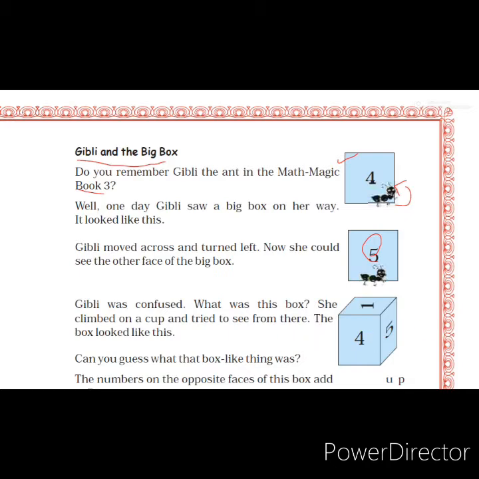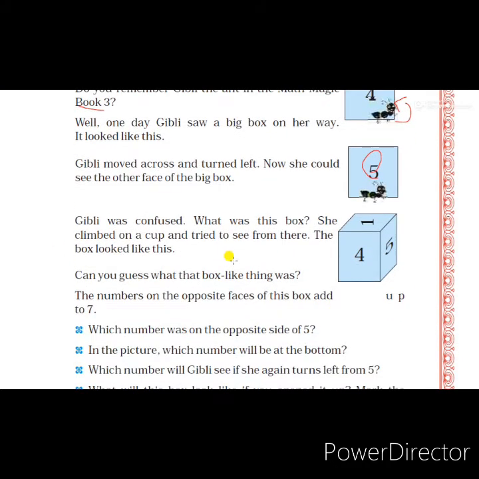Can you guess what that box-like thing was? Students, which type of box is this? Can you see this type of shape anywhere? Can you guess? Yes, it is the shape of a dice that we use to play. Dice you are playing? Yes, this is the shape of a dice. So this box is the shape of a dice. So you write there: can you guess what that box-like thing was? Yes, it looks like a dice.